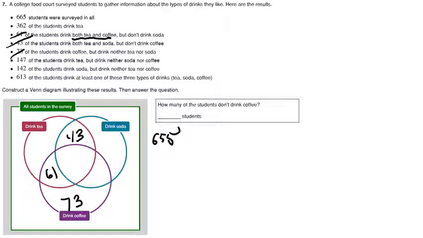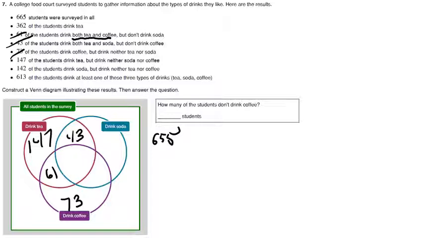147 students drink tea, but they don't drink soda nor coffee. So they're tea only people. And if you only drink tea, this is the region you have to be located in.